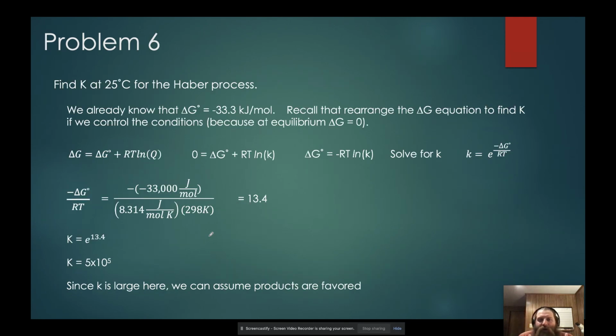Now, what if I wanted to find K for the Haber process? Well, we already know that delta G prime is negative 33 kilojoules per mole. We already found that.